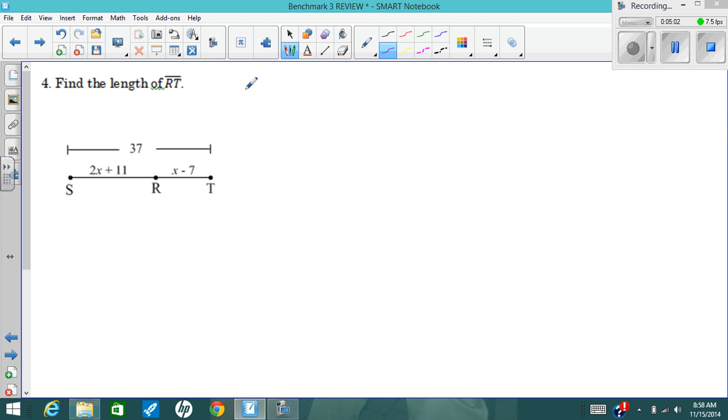Here I want to find the length of RT. RT is this piece of the picture, and it's x minus 7. These two segments, SR and RT, should add together, and when they add together they should make the whole thing, which we see is 37. So we can write this equation and solve it.